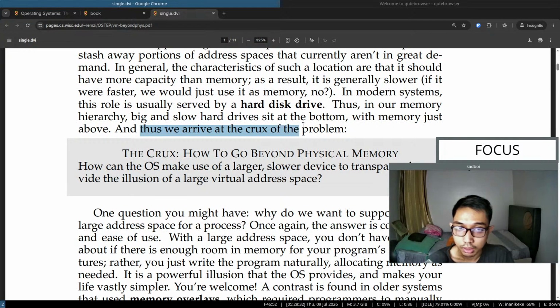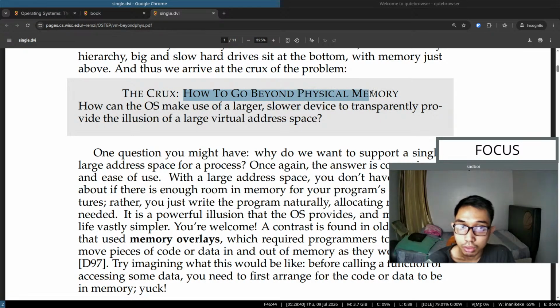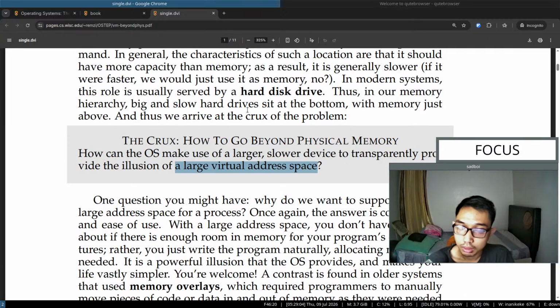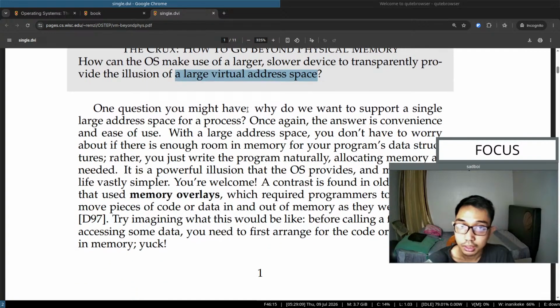And thus we arrive at the crux of the problem. How to go beyond physical memory? How can the operating system make use of a larger, slower device to transparently provide the illusion of a large virtual address space? Oh, interesting. Is this the swapping mechanism? I'm not sure yet.